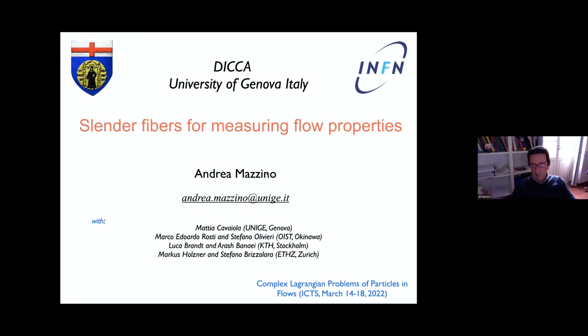Let me start from Mattia Cavaiola, who was my PhD student, now postdoc in Genova, and Stefano Olivieri, my former PhD student, now postdoc in Okinawa. Then there are the colleagues and friends Luca Brandt and Aras Banei at KTH in Stockholm. Then Stefano Brizzolara, another former student in Genova, now a PhD student in Zurich, supervised by Markus Holzner. So these are the teams.